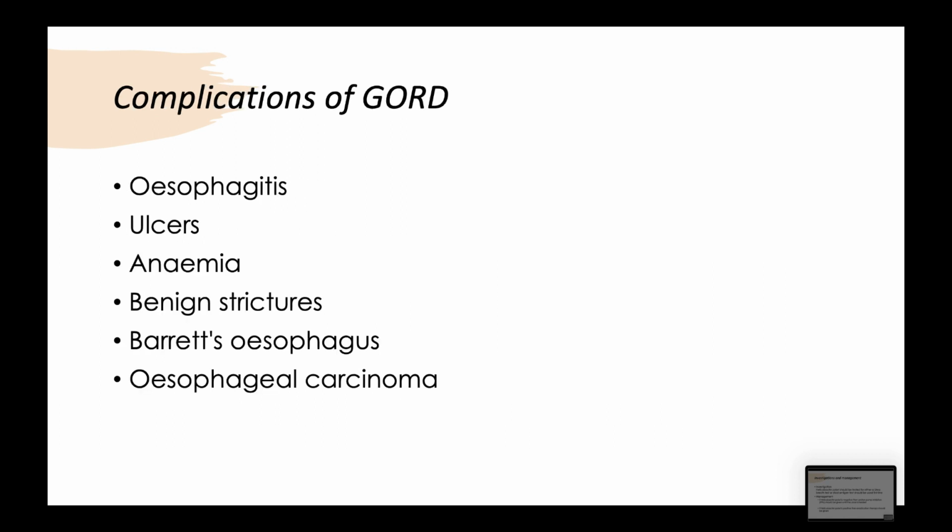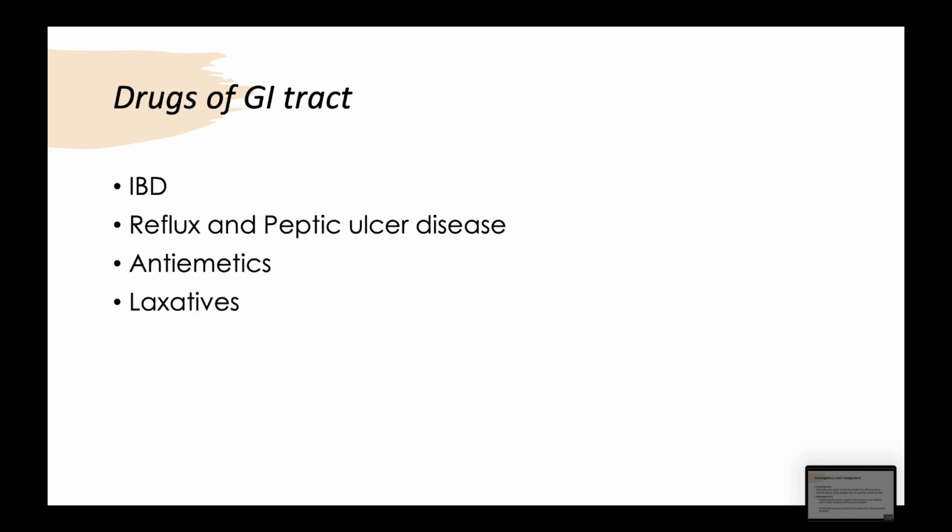So in terms of complications, here's a list, which includes esophagitis, ulcers, anemia, benign strictures, Barrett's esophagus, which then ultimately can lead to esophageal cancer. Okay. These, I believe, will also be covered in later lectures, so I won't go into too much detail here.